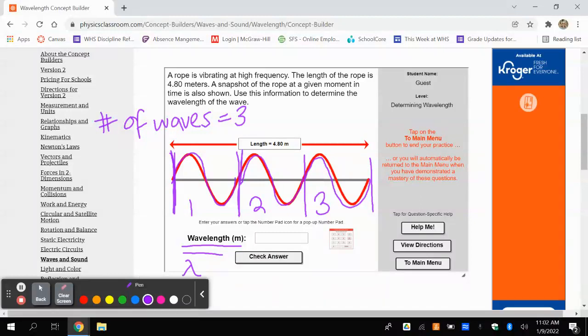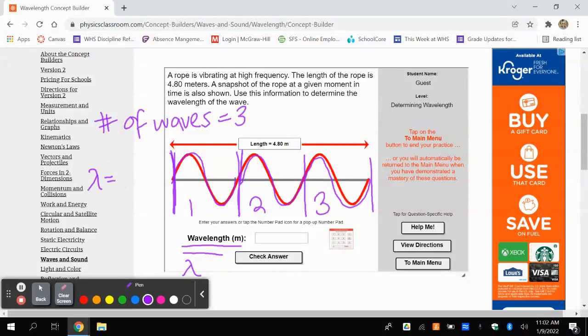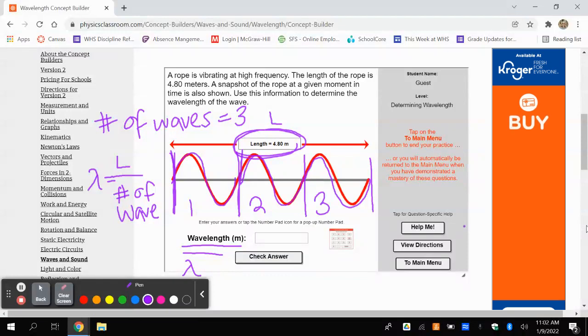The wavelength is equal to the total length of our wave. So this is the total length of our wave. We're going to call that L. The total length of our wave divided by the number of waves we have. Okay, that is our total length divided by the number of waves we have is our wavelength.